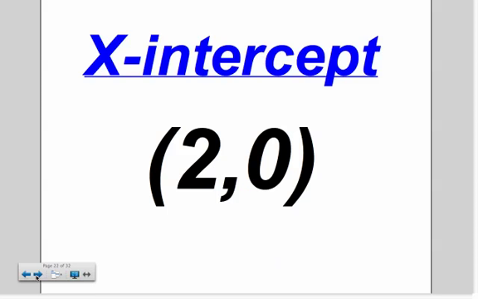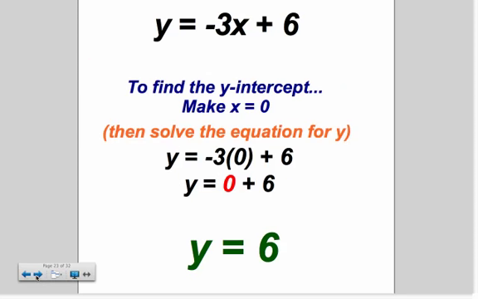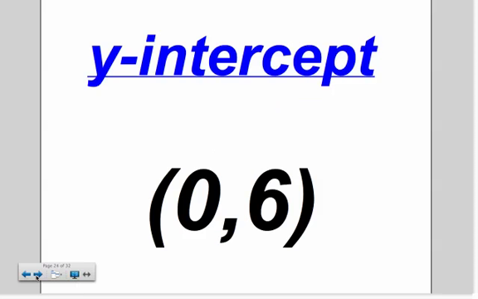The 2 becomes the x value of my x-intercept. Remember, we already made y equal 0. Then to find the y-intercept, I do the exact opposite. I put in 0 for the x value. Negative 3 times 0 is 0, and 0 plus 6 makes 6. So the y value of my y-intercept becomes 6. We already knew the x value, which was 0.